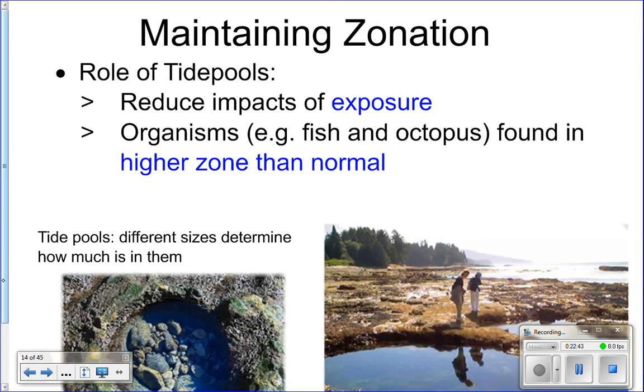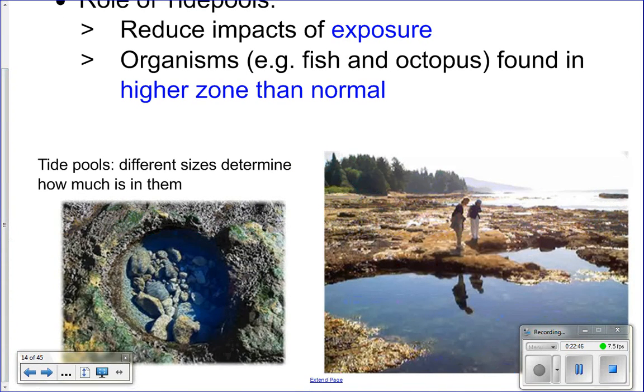You can see there's different sizes of tide pools, right? And again, obvious, but if you have a bigger tide pool, more animals can live there. Smaller, fewer. Okay. Yeah, makes sense?